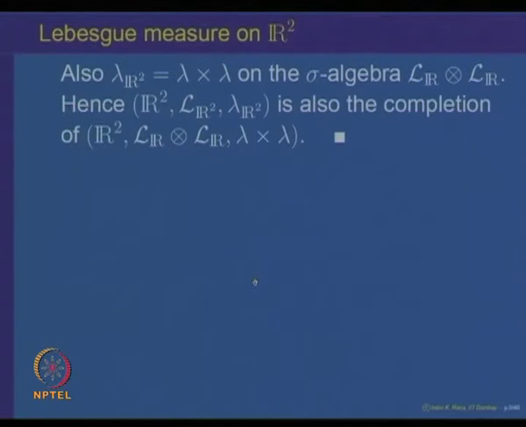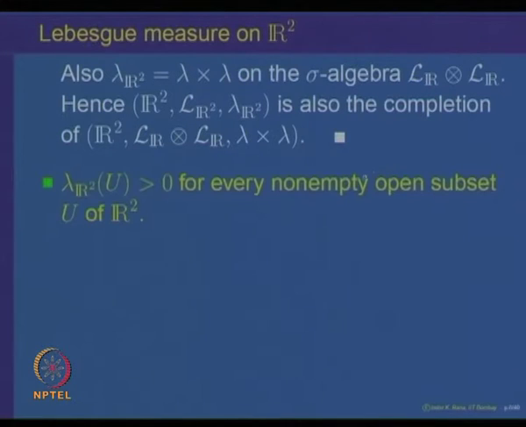So, basically the sets which are going to be of importance are the Lebesgue measurable sets in R 2, or Borel subsets in R 2. Here is another useful fact about Lebesgue measure in R 2, which connects it with the topologically nice sets, namely that the Lebesgue measure in R 2 of any non-empty open set is always bigger than 0.